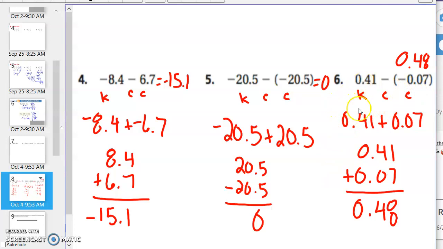Keep, change, change. 0.41 stays the same. Change the minus to a plus. The opposite of negative 0.07 is 0.07. These have the same signs, so I add them and keep the same sign. Remembering to line up my decimals, and I get 0.48.